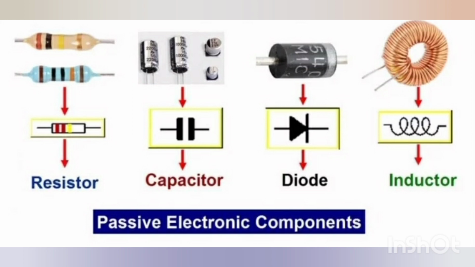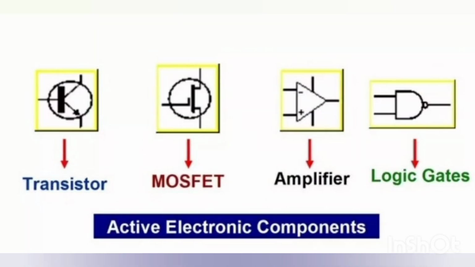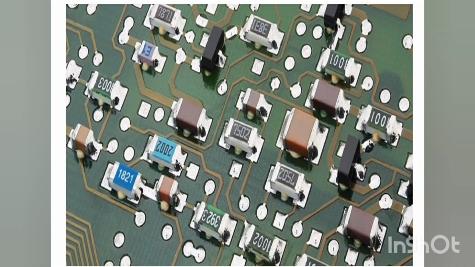Now we will see about electronic components. First, passive electronic components and active electronic components. Passive electronic components are the components which do not need an external power source to function. Example, resistors, capacitors, and inductors. Active electronic components. Active electronic components are the components which need an external power source to function. So students, with this we wind up this video.